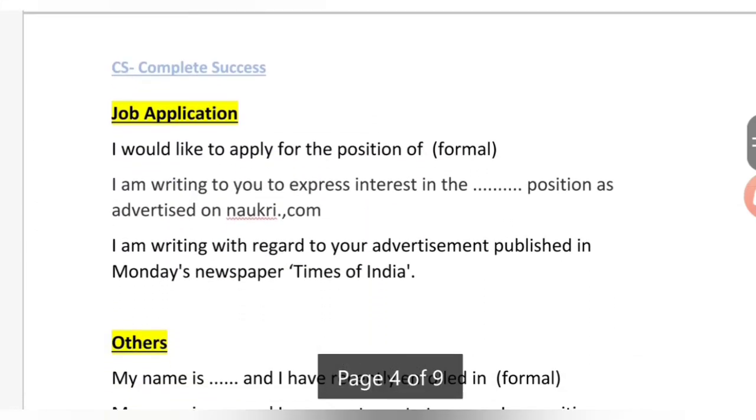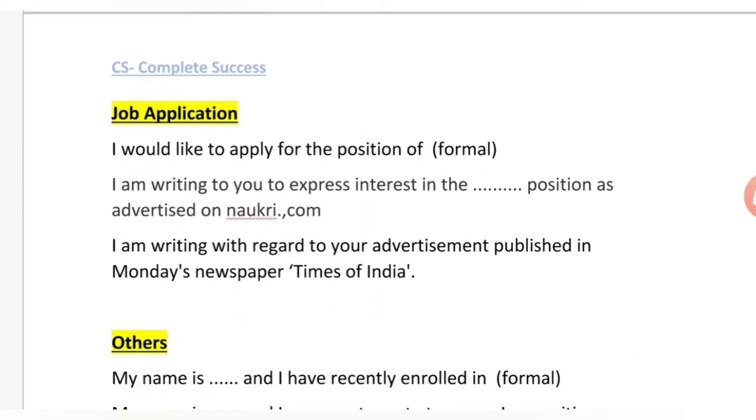Then if it's a job application, I would like to apply for the position of. All of this will obviously be formal, as it is for a job. I am writing to you to express interest in the, and you can specify the name of the position, as advertised on, and you can specify any website, naukri.com. Otherwise, I'm writing with regard to your advertisement published in Monday's newspaper. You can give any name, like Times of India.